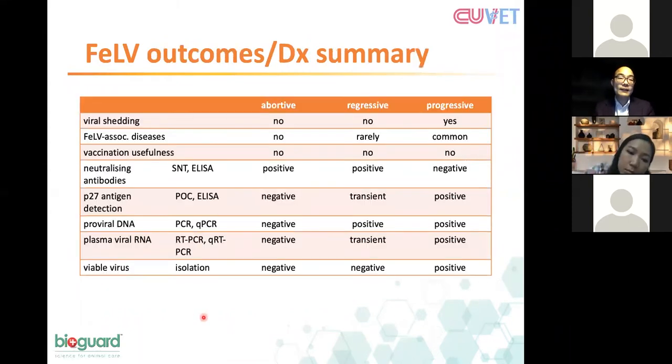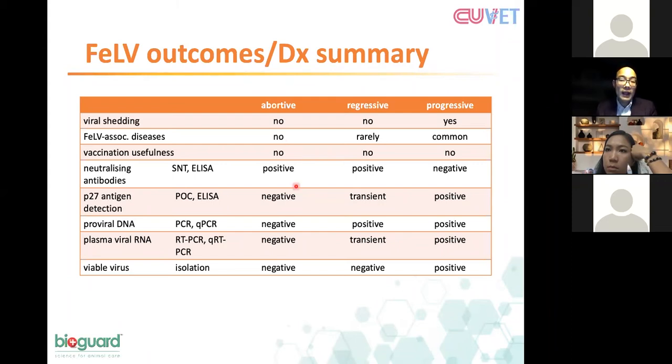So this slide is a summary of the FeLV infection outcomes and diagnostics. Firstly, the first type of FeLV exposure outcome: abortive infection. In these abortively infected cats, the viral replication is completely controlled. So therefore, there is no viral shedding and there are no FeLV-associated diseases. Unfortunately, because they were already exposed to FeLV and mounted a strong immune response, vaccination is not useful in this group of abortively infected cats.